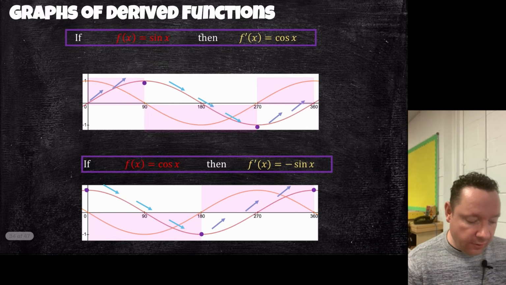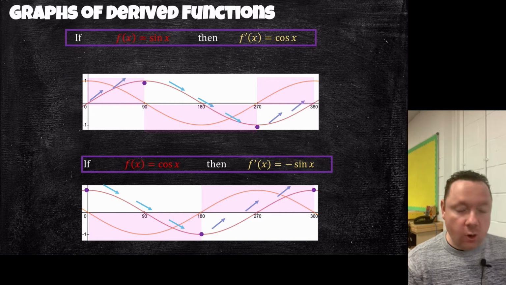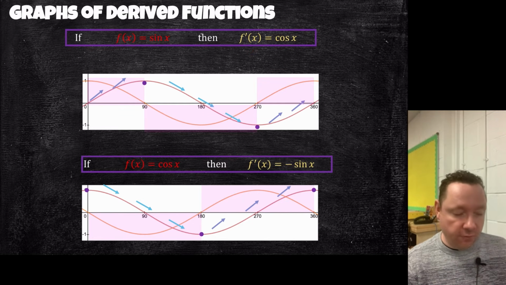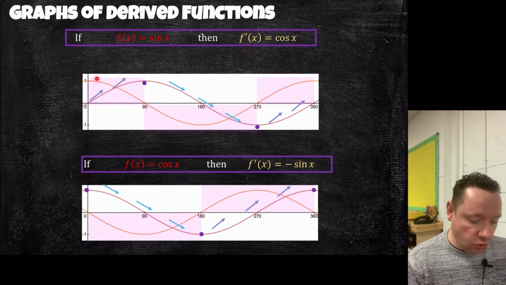Just another quick note on graphs of derived functions. Obviously, if we already know that f of x is sine x, the derivative is cos x. So if I asked you to draw the graph of the derived function of sine x, you would just draw the cos graph.